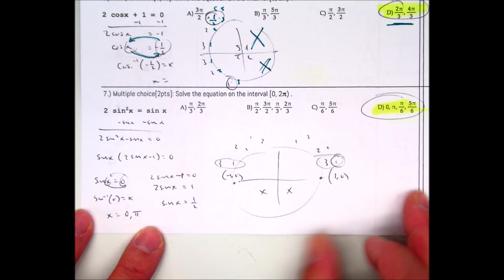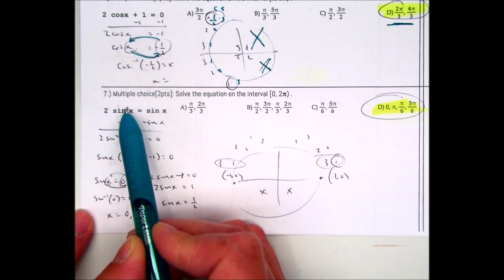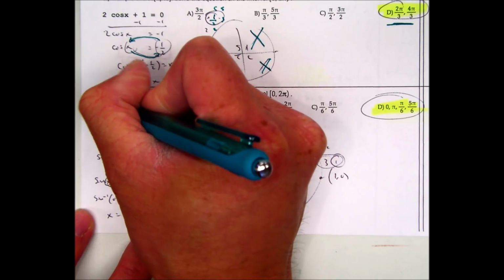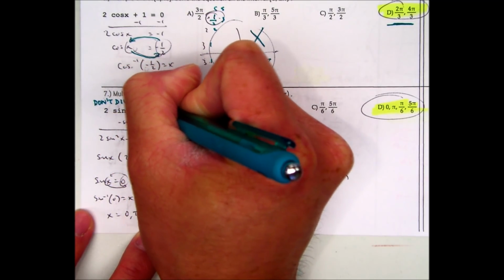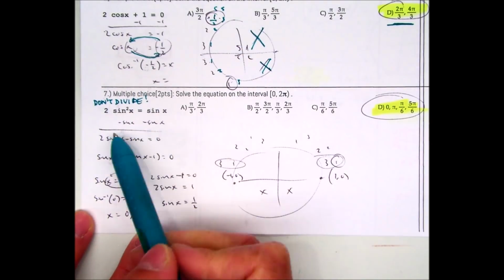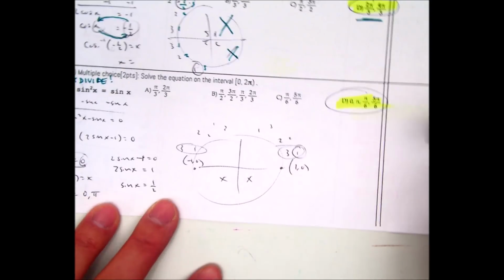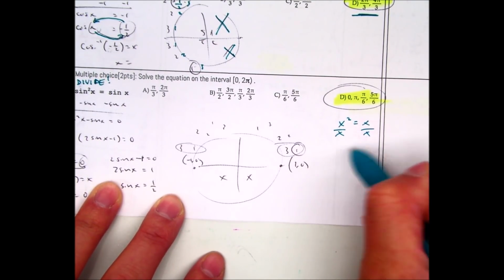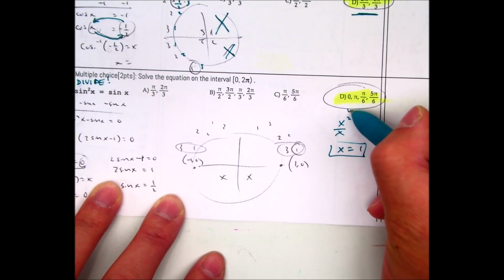Question number 7. Solve the equation on the interval. 2 sine squared x equals sine x. Hopefully you didn't do this, but don't divide. Do not divide both sides by sine of x. The reason why, I think I showed you in class, is that if you divide by x, you get x equals 1. So this is wrong.